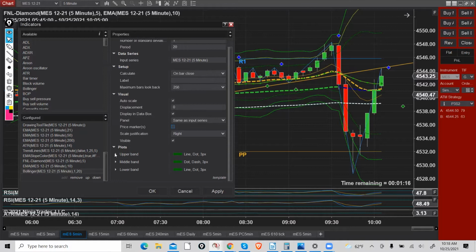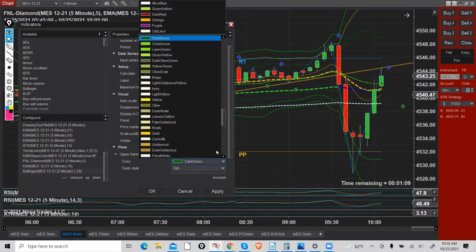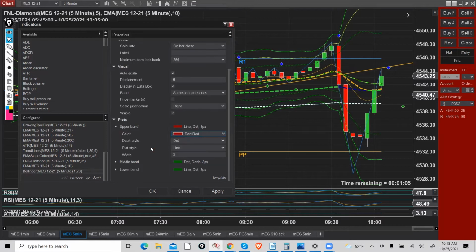And then upper, middle, and lower band are each a band. I'm going to turn these red just so we know which one's the 1 sigma. All my others are green, darkest to lightest from the inside to outside. So this one's just going to be dark red because that's a color I see. We'll be real quick with it.